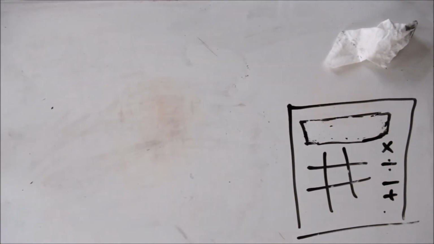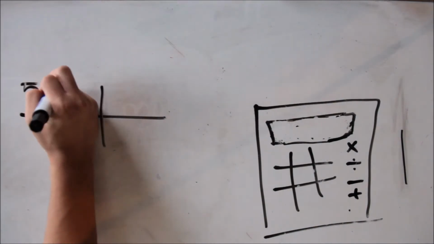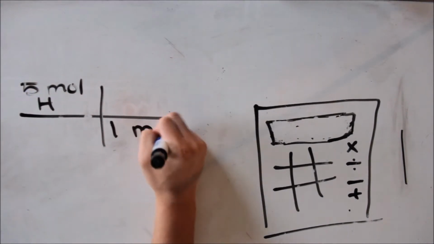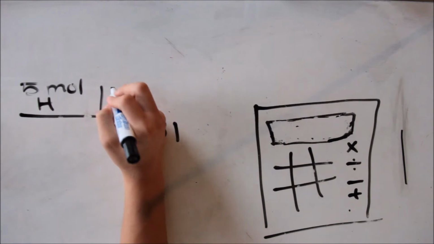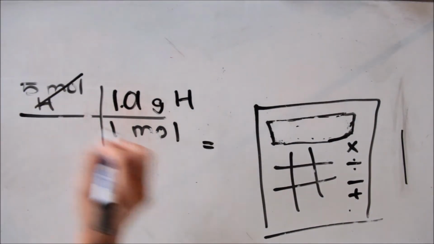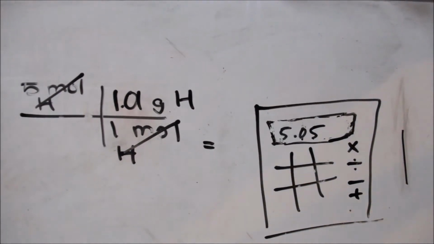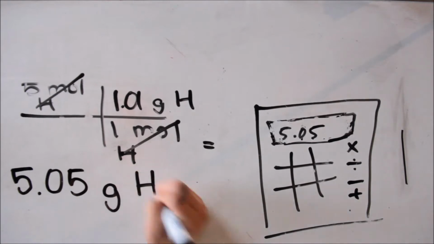Now let's convert moles to grams. Now let's say we are given 5 moles of hydrogen. And across from that, write 1 mole of hydrogen. And we know that 1 mole of hydrogen has 1.01 grams from looking at the periodic table. Cross out your units that are across from each other and multiply the top and divide by the bottom. This will get you 5.05 grams of hydrogen.